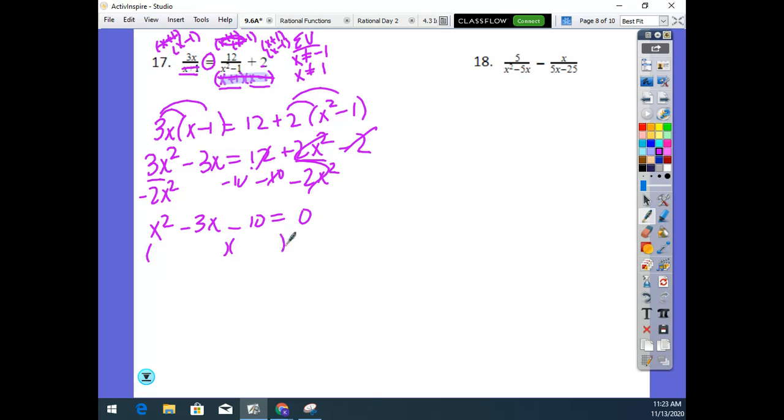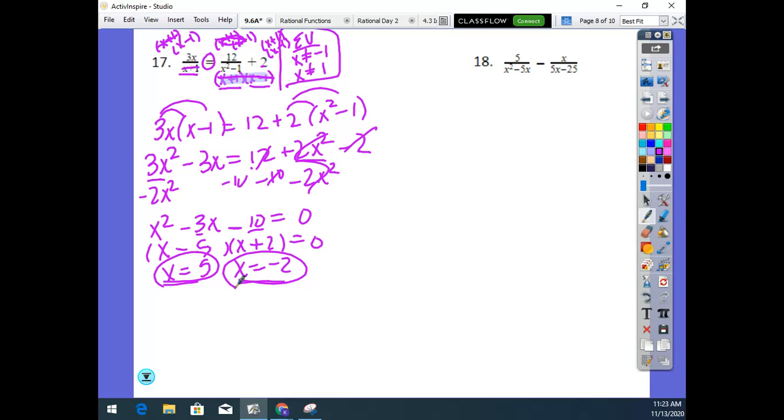Now I can factor. Factors of 10 that subtract to get 3, minus 5, plus 2. So my two solutions are 5 and -2. Neither one matches my excluded value. So final answer.